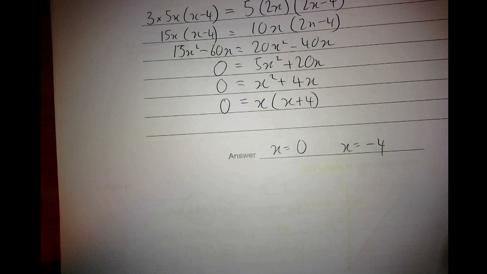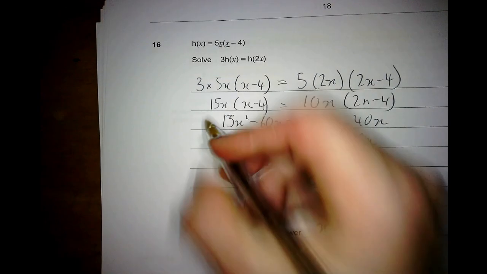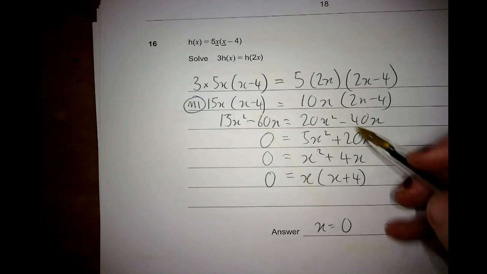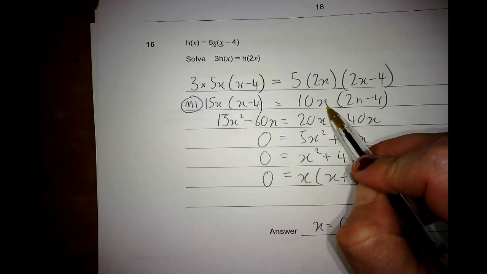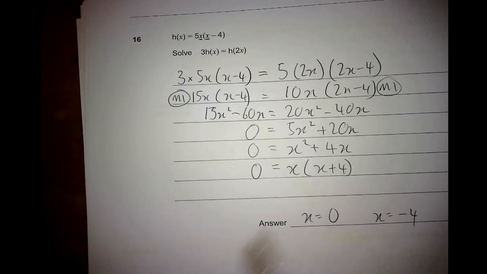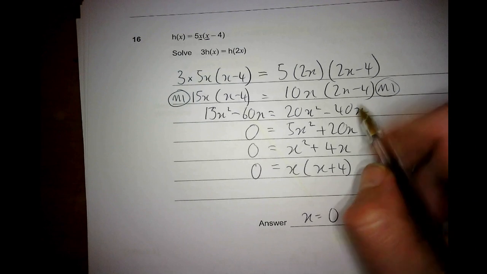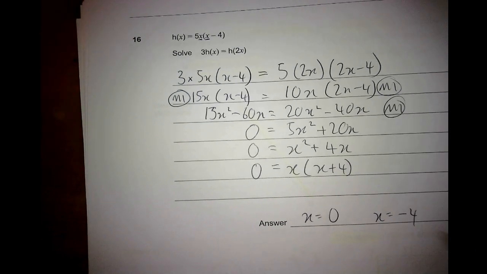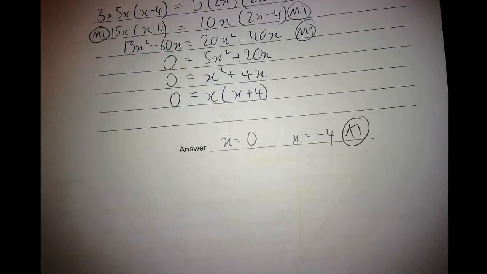You would get 1 mark for 15x, x minus 4. 1 mark for 10x, 2x minus 4. 1 mark for getting up to this line where you've expanded. Full marks for x is 0, x is minus 4.